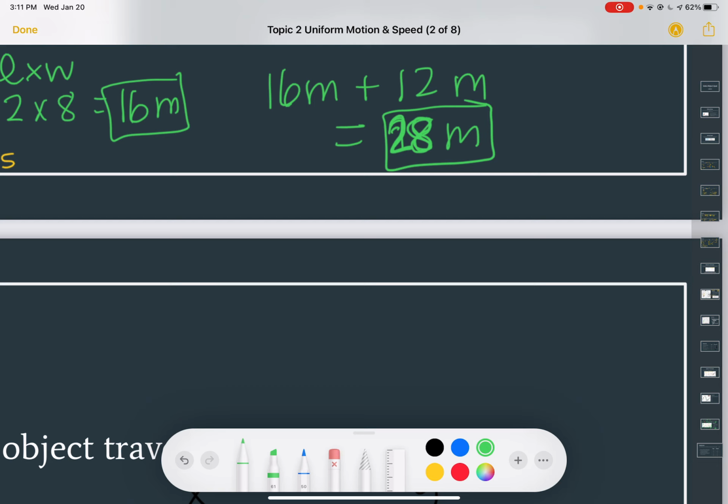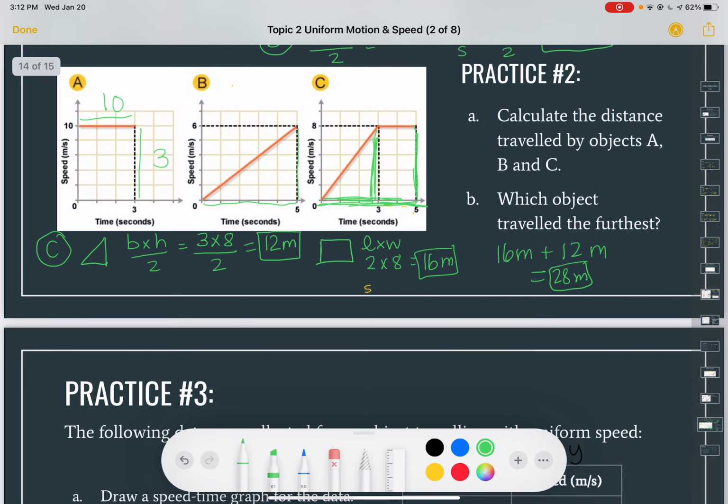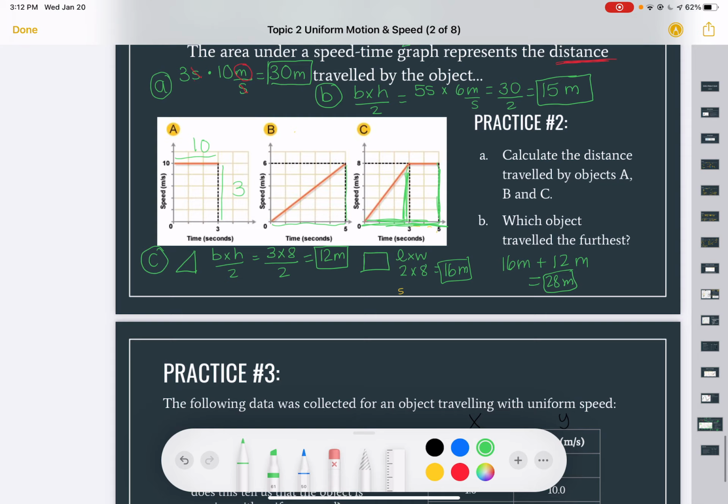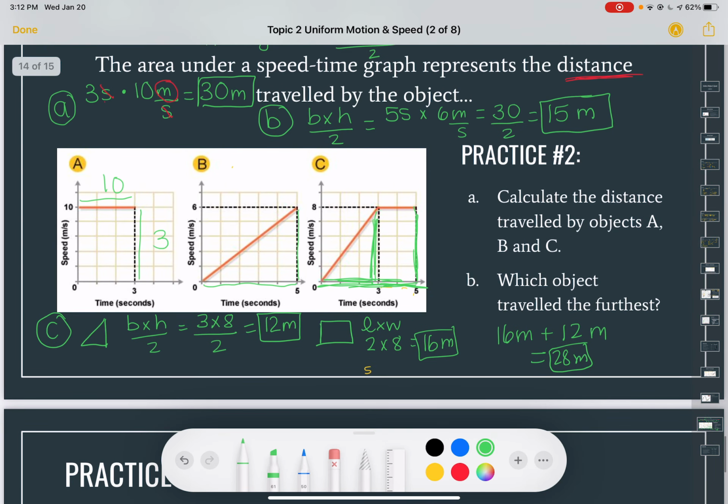That looks terrible. But 28 is what it is. All right, so if we're comparing them all, and in B it says which object traveled the furthest, well, the one that traveled the furthest is going to be A. And that's because A is 30 meters, B was 15, and C was 28. So the one that traveled the furthest was A.